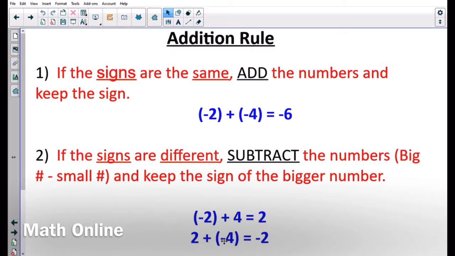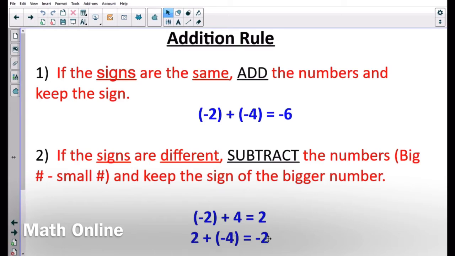So once again, the signs are different. So therefore, we must subtract the numbers. We will take the biggest number minus the smallest number. So which of these numbers is bigger? Number-wise, the 4 is bigger. So 4 minus the 2 is 2.